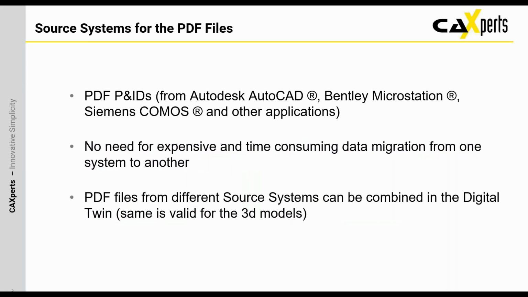First of all, where do the PDF files come from? They can come from different sources, for instance, from AutoCAD, from MicroStation, from Comos, from Visio, from all, let's say, vector graphic systems which are able to create PDF files. It is not possible to convert, for instance, a scanned paper drawing to IntelliPID inside UPV. So we don't have a real object recognition inside the tool.